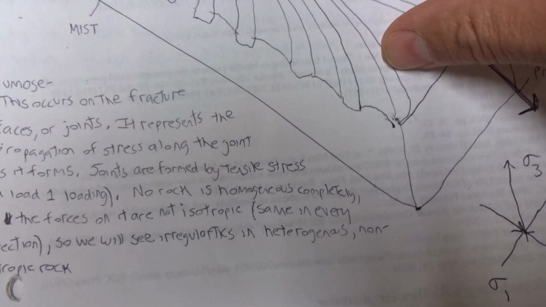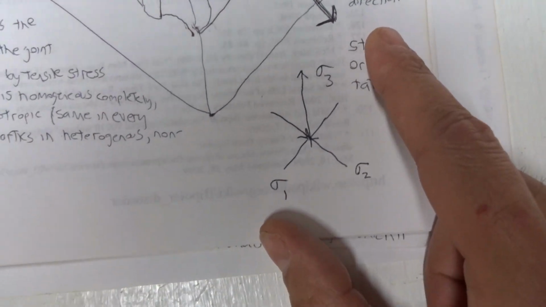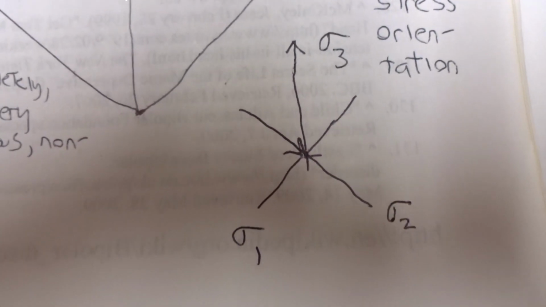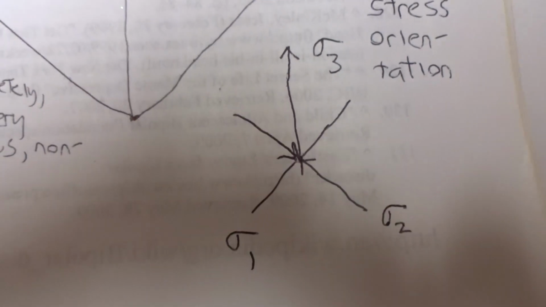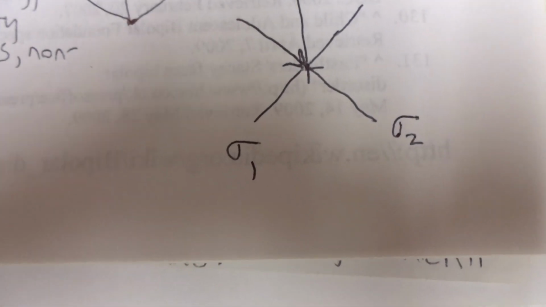Imperfections are due to different stresses. Propagation direction. These are the stresses on the plumose structure. The orientation of the stresses.